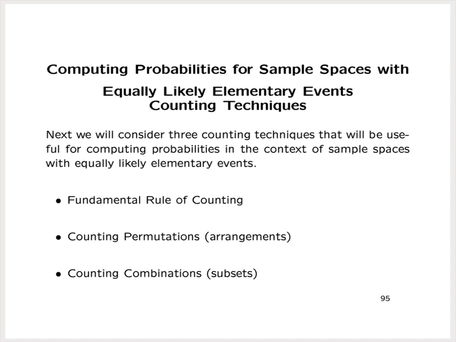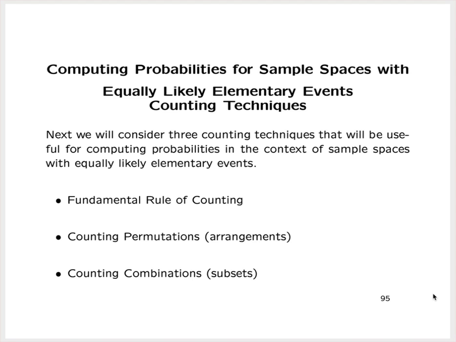And so it's going to be beneficial for us if we have convenient ways of counting the number of ways that things can occur. And so in this lecture video, that's what we're going to be looking at. We're going to be considering three counting techniques that are useful for computing probabilities in the context of sample spaces with equally likely events. Now, there are three counting rules that we are going to utilize.